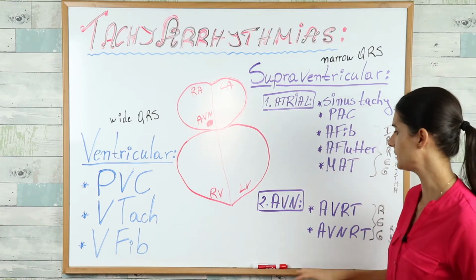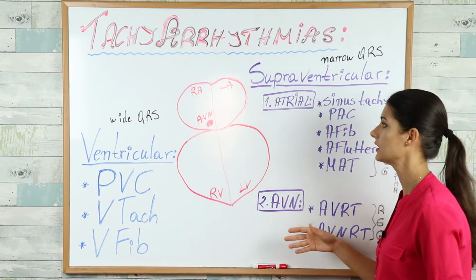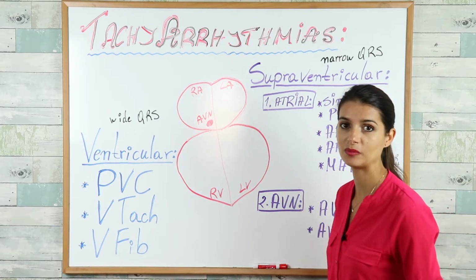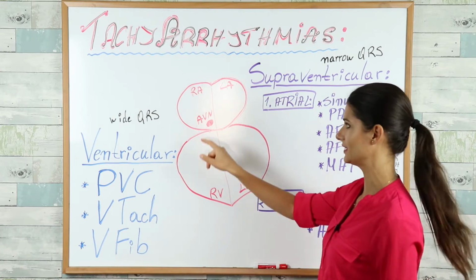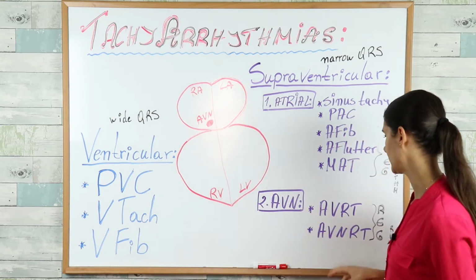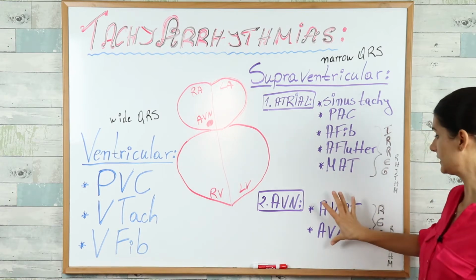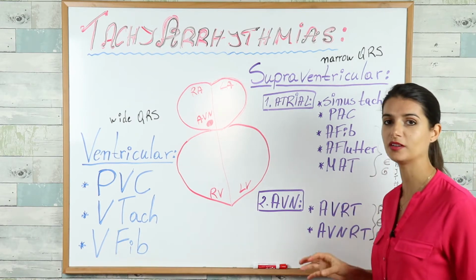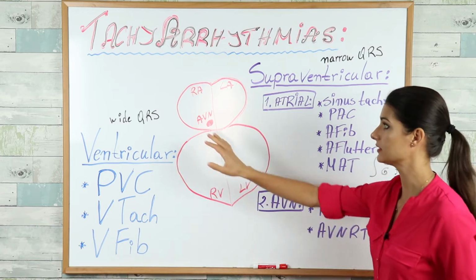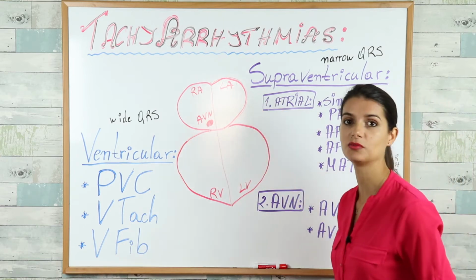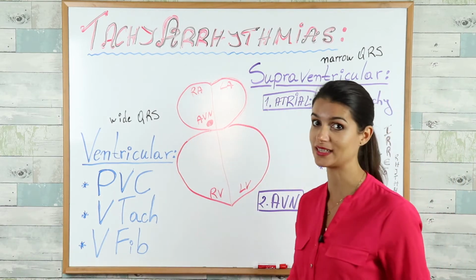And the other group is AV nodal tachyarrhythmias. And again, the abnormal electrical impulse here will be generated in the AV node. And we're going to discuss the AVRT and the AVNRT separately. And remember, these 2 have regular rhythm. Very important to know the rhythms and which one has wide QRS and which one has narrow QRS. So let's get started.